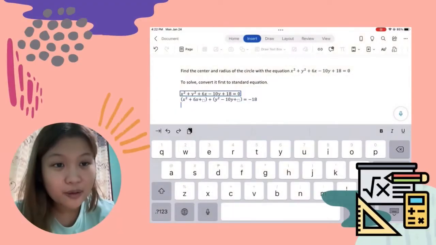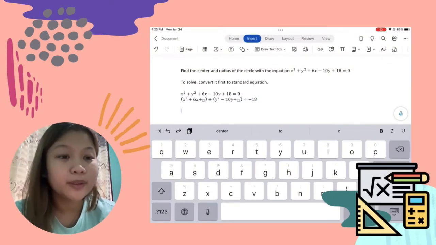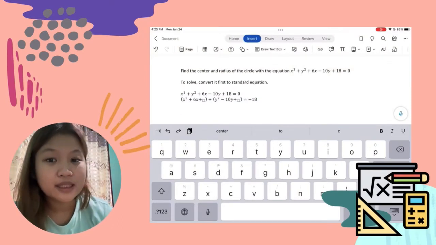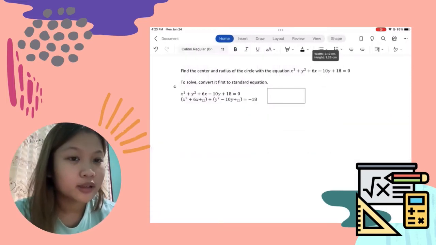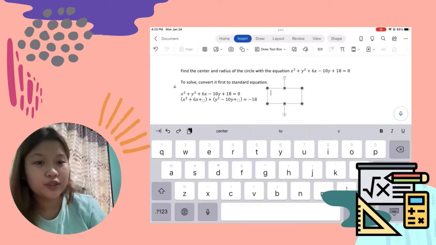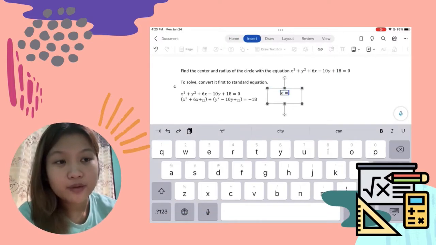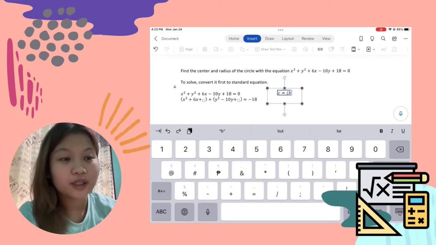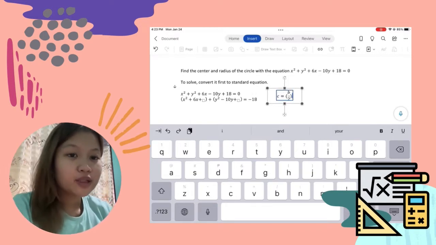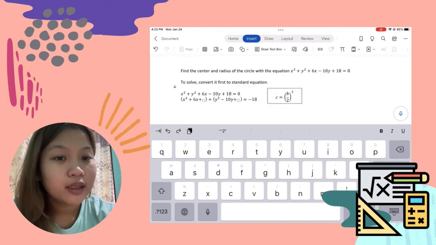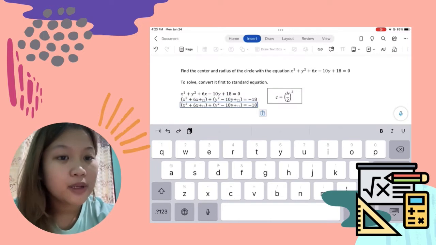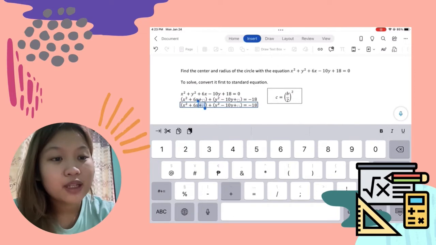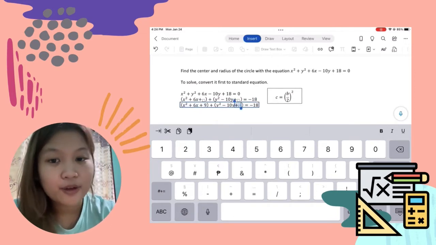As you can see, we have missing terms here, which will be obtained by completing the square, so we could have a perfect binomial and we could factor it into a standard equation. In completing the square, we will be using the formula c equals the quantity of b over 2 squared. So the answer would be the quantity of x squared plus 6x plus 9 plus the quantity of y squared minus 10y plus 25 equals negative 18 plus 9 plus 25.